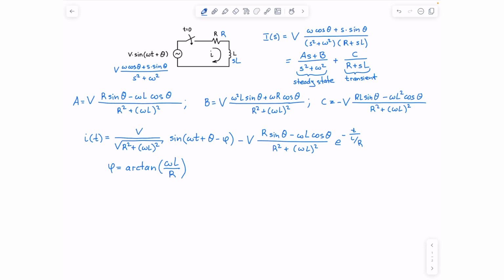Coefficient in front of exponential function can be set to 0, so eliminating the exponential term at all. To do this, the numerator must be 0. That means that the tangent of theta must be omega L over R. Summarizing, to avoid transients in the circuit, we should apply the sinusoidal voltage with a phase shift whose tangent is omega L over R, or turn on the switch at time that corresponds to this phase shift in time.